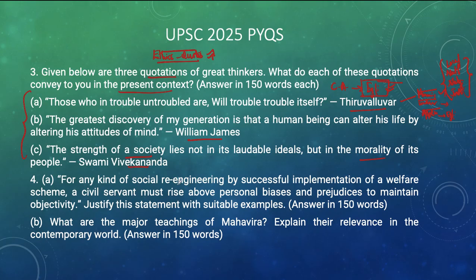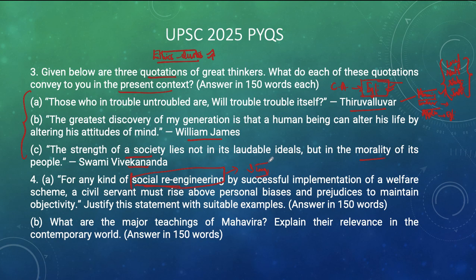Fourth question: for any kind of social re-engineering by successful implementation of a welfare scheme, a civil servant must rise above personal biases and prejudices to maintain objectivity. Justify this statement with suitable examples. It's a 10 marker question. What is very, very important is we should understand the meaning of social engineering, that is, upliftment of weaker sections and reducing the inequality in the society.